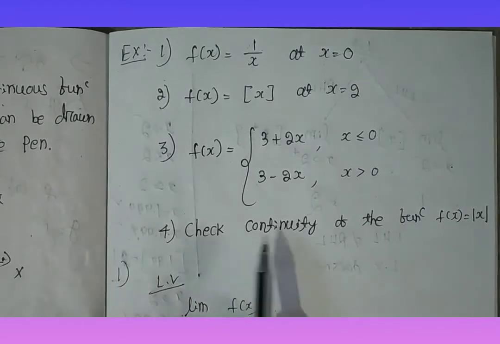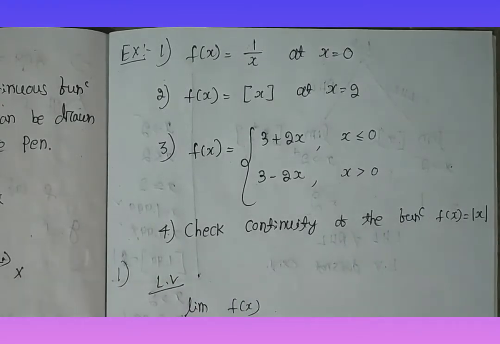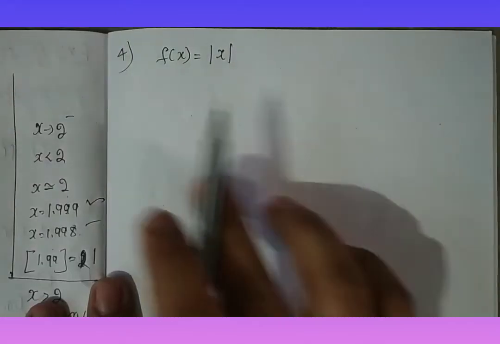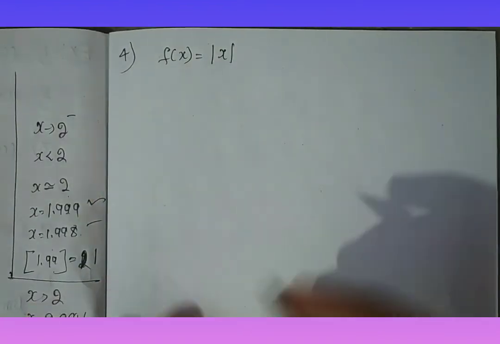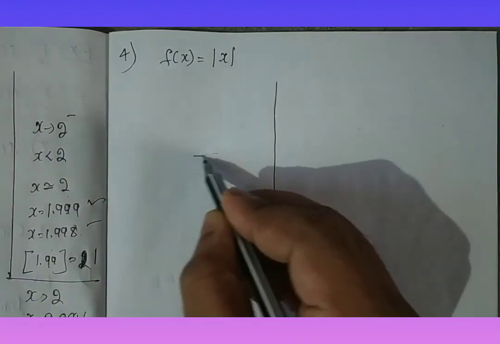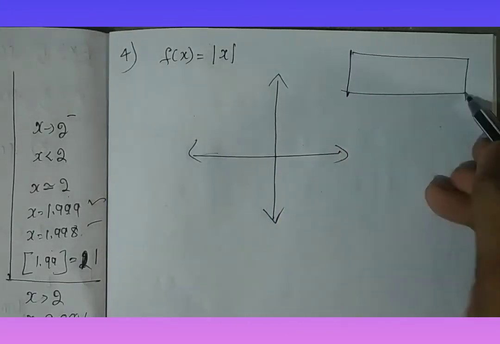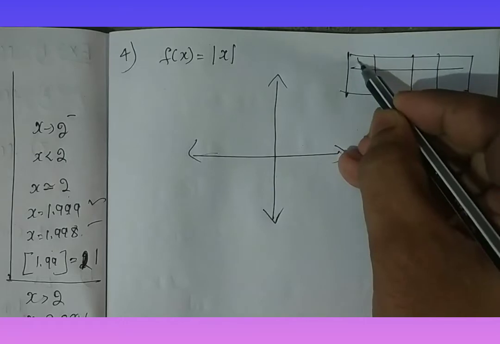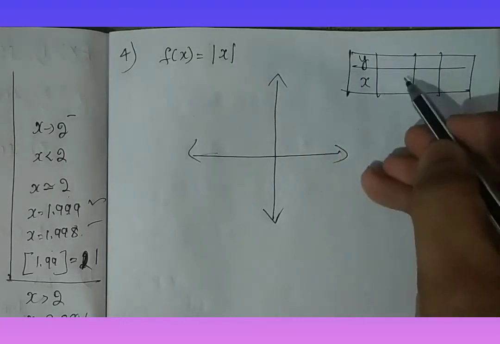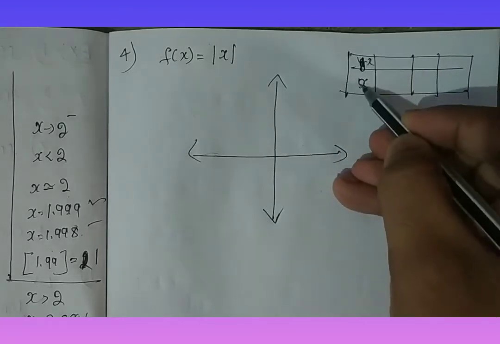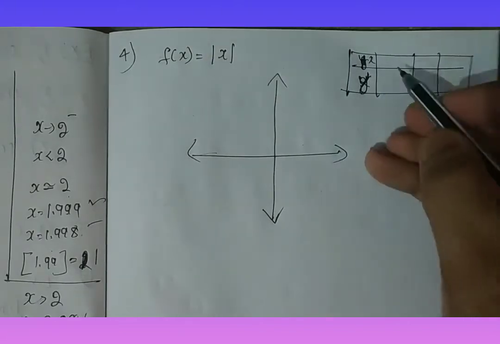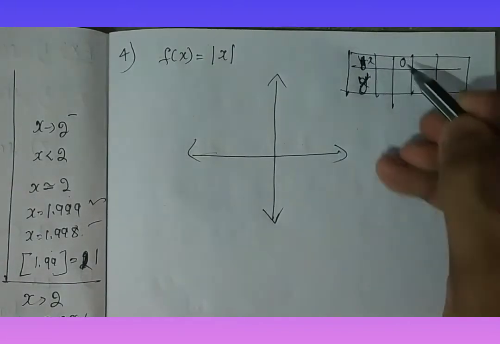Last question, check continuity of the function f of x equal to mod x. First, simply draw the graph of f of x equal to mod x. If you draw the graph of mod x, this is x, this is our y. Put x equal to 0. What is the value of y?